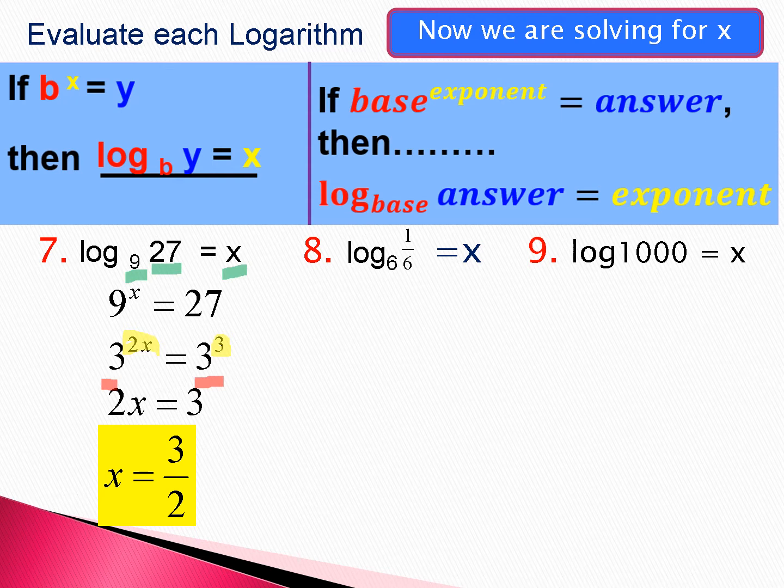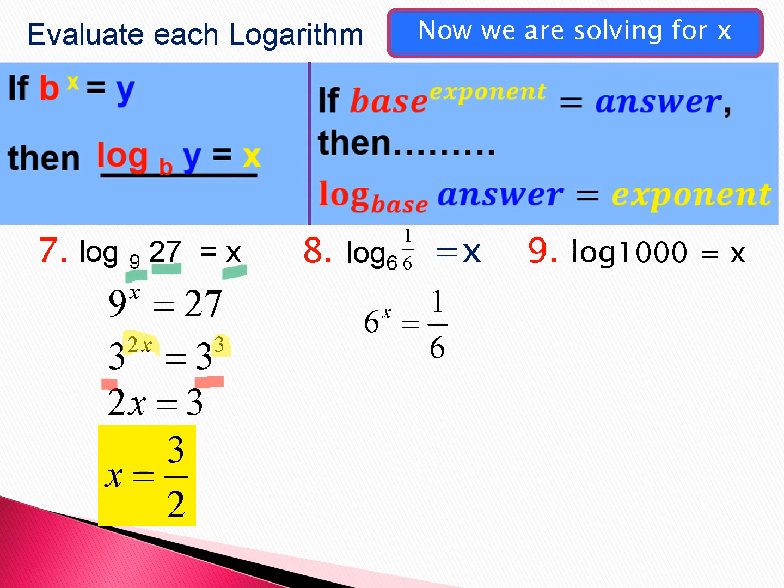It says log base 6 of 1/6 equals x. My base is 6, my exponent is x, and the answer is 1/6. So it looks like this. And you're like, well, 6 and 1/6 don't have a common base. Or do they?